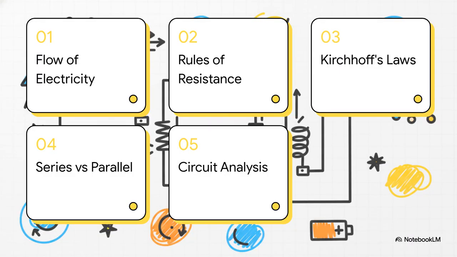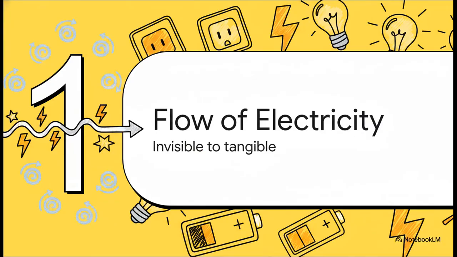Here is our roadmap for today. First, the flow of electricity. Second, the rules of resistance. Third, Kirchhoff's circuit laws. Fourth, comparing series and parallel resistors. And finally, putting it all together with circuit analysis. Section 1. The flow of electricity, from invisible electrons to tangible power.